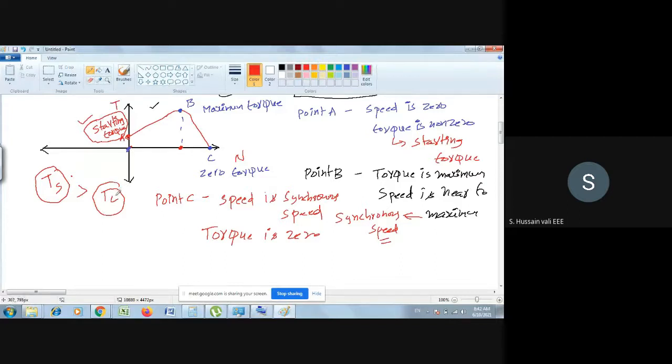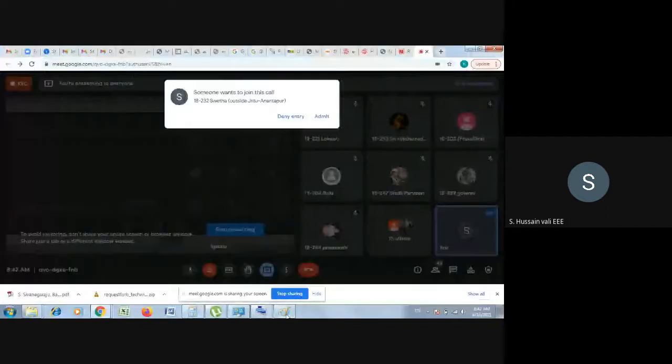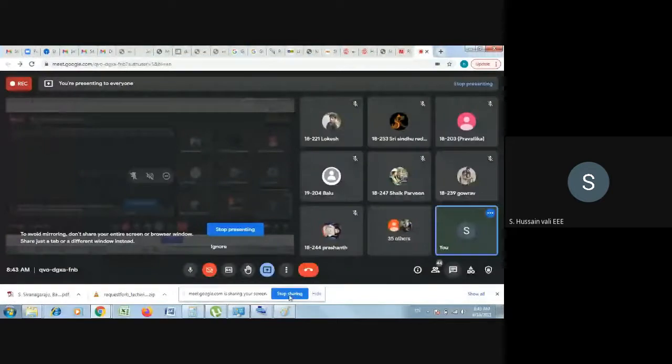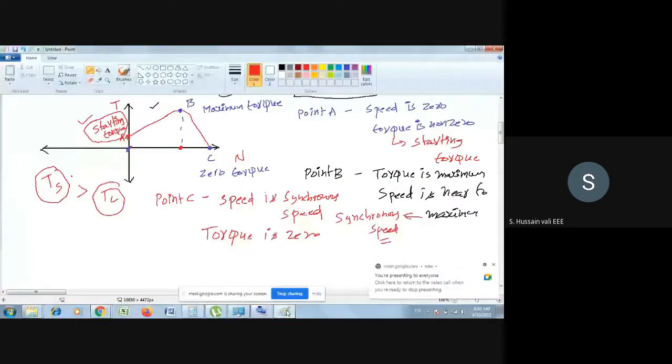So how do you achieve that? You will study that in the further classes. Just keep this point in mind: the starting torque should be greater than the load torque. Otherwise, it will halt the motor, it will halt the washing machine. So this is the point you must consider regarding point A.